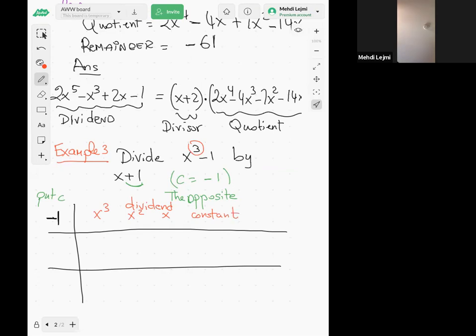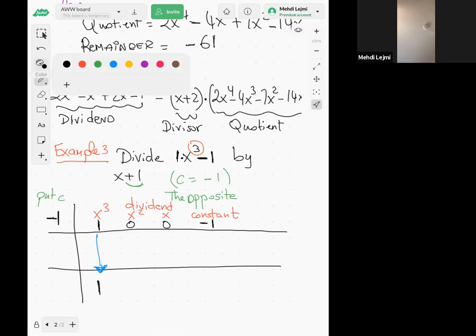Now, how many x cubed? We have 1 x cubed. There's no x squared, so it's 0. There's no x, so it's 0. And the constant is -1 by itself. Now, what do we do? Bring down the first number. It's always the same number, so that's +1.